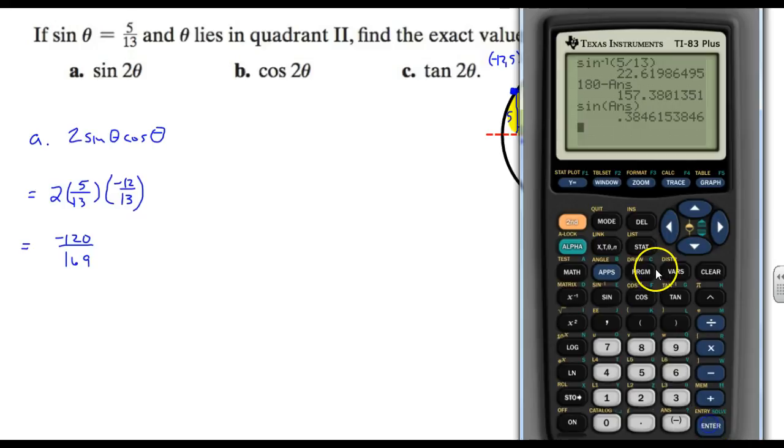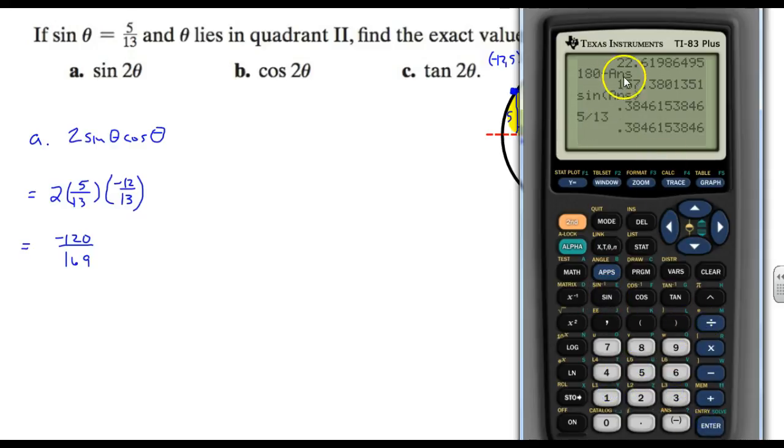I get 0.3841 and so on. What's 5/13? It's that same number. So the sine of 157 degrees is the same thing as the sine of that 22.62, roughly. I'm going to round it. It's basically that same thing. It's just because we're in quadrant 2, we can't just use arcsine. We have to alter it.